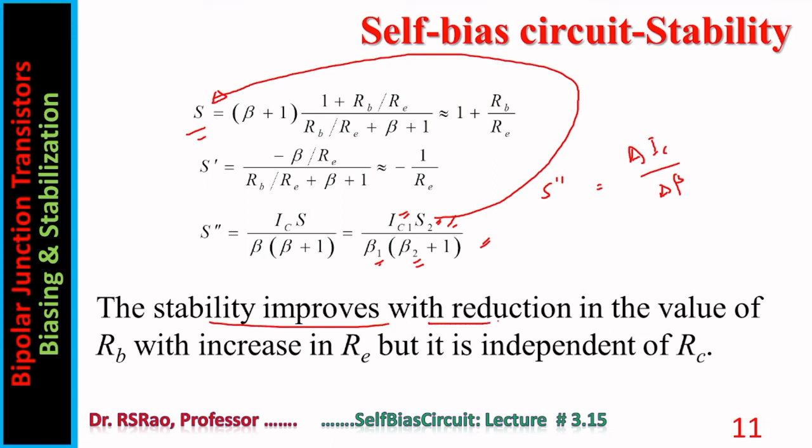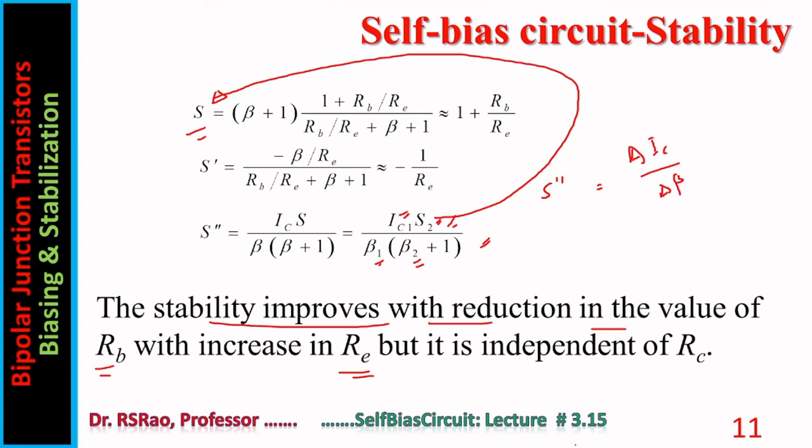The stability improves with reduction in the value of RB. So RB should be as small as possible. And it increases with RE. RE should be as large as possible. But notice, if you keep on increasing RE, it results in reduction in the gain. Stability gets improved, but gain starts falling down.